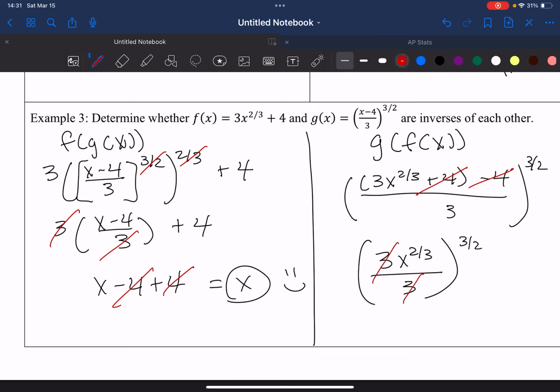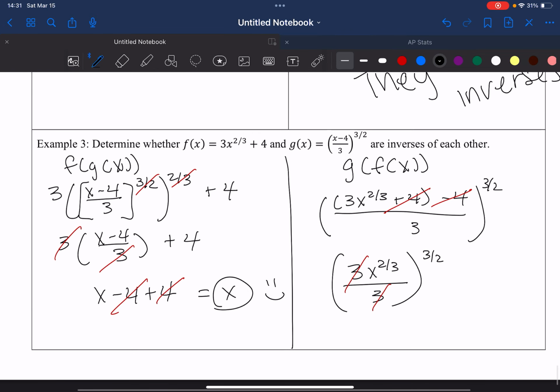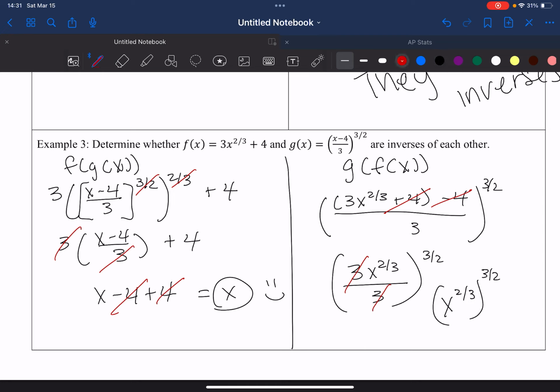The 3's can cancel now. So I'm left with x to the 2/3 to the power of 3/2, which cancel each other out. So I'm left with x. Again, very good. So since the composition of each of them resulted in x, then we can say yes, they are inverses.